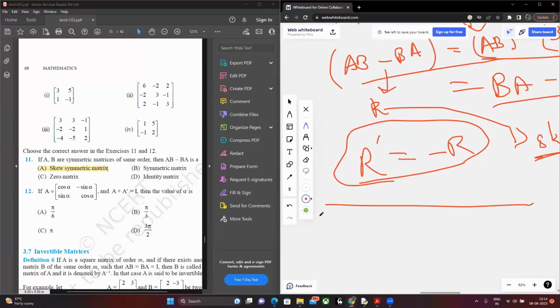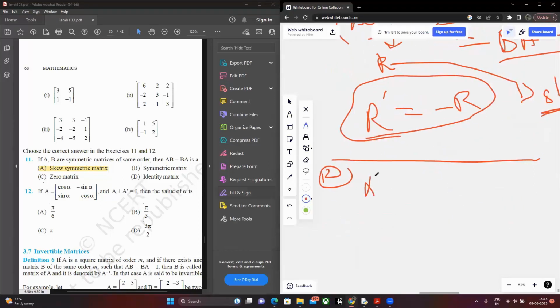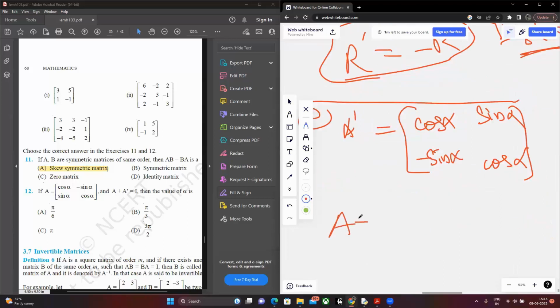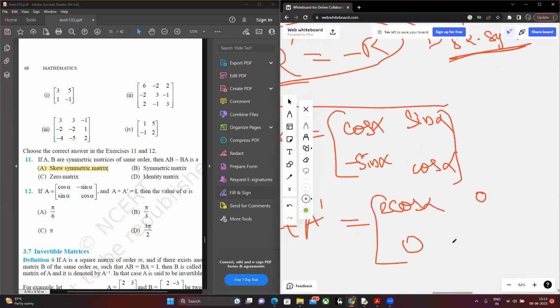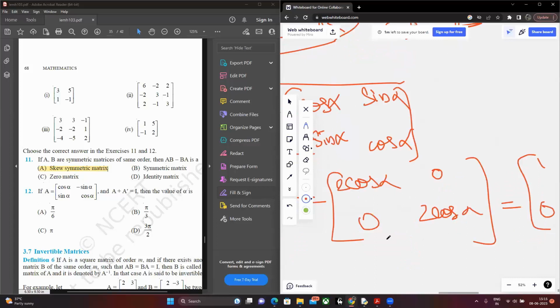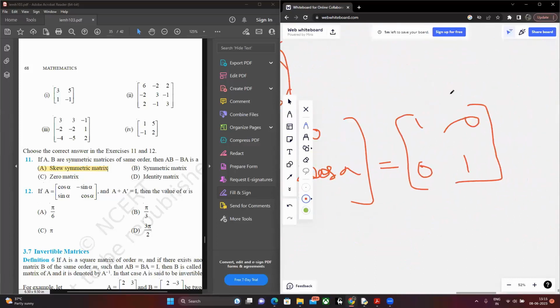And finally, you have question number 12. If A is cos alpha, minus sin alpha, sin alpha, cos alpha, and A plus A dash is I, then the value of alpha is. So we first write A dash, that is going to be cos, sine, minus sine and cos, right? So just add an alpha over here. So we have A plus A dash being 2 cos alpha, 0, 0, 2 cos alpha, equaling this is 1, 0, 0, 1, right? Because A plus A dash equals I, and I is 1, 0, 0, 1 because A is going to be a 2 cross 2 matrix.